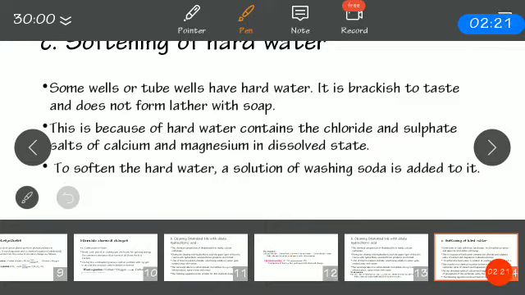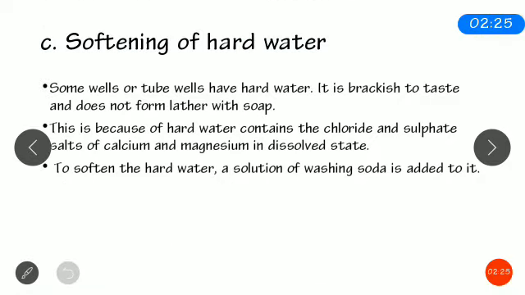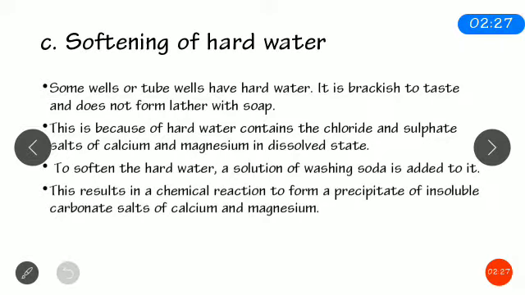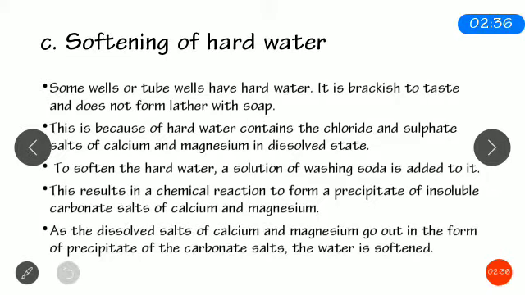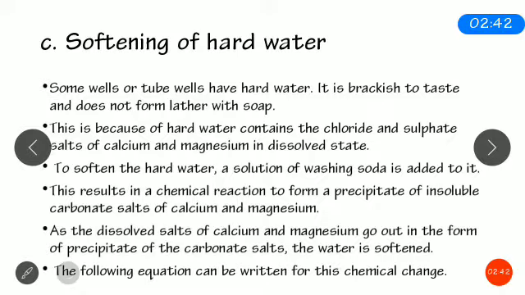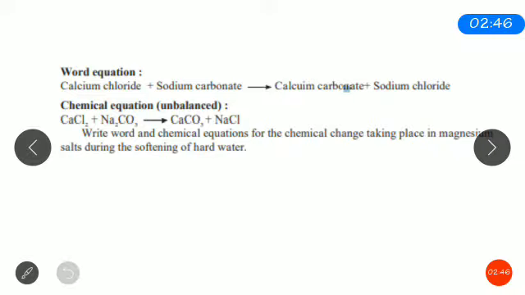To soften the hard water, a solution of washing soda is added to it, and this results in a chemical reaction to form a precipitate of insoluble carbonate salt of calcium and magnesium. As the dissolved salts of calcium and magnesium go out in the form of precipitate of the carbonate salts, the water is softened.